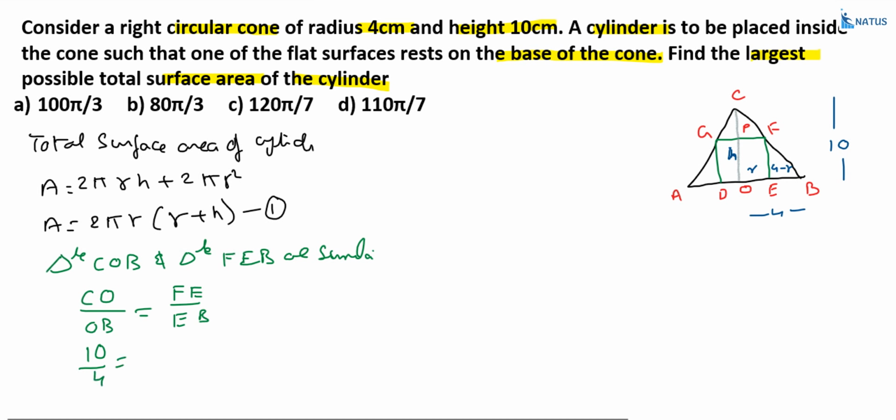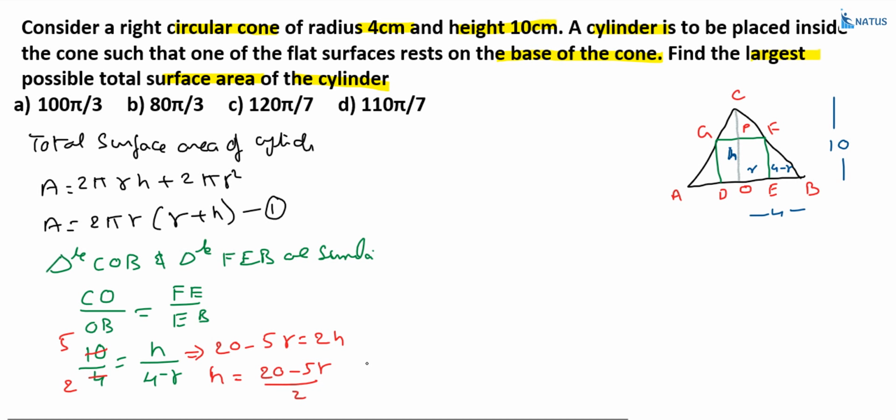What is FE? FE is this side, which is equal to H, by what is EB? EB is equal to 4 minus R. And this one cancelled, and this is equal to 5 times, and this is equal to 2 times. Now, what is the equation? This equation is 20 minus 5R is equal to 2H. And what is the value of H? H is equal to 20 minus 5R by 2.